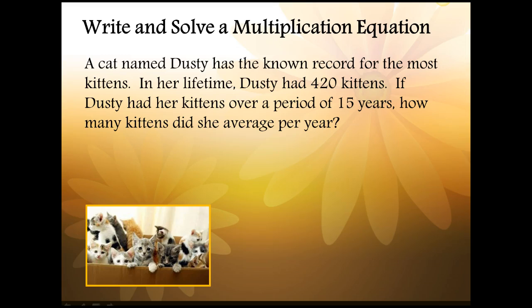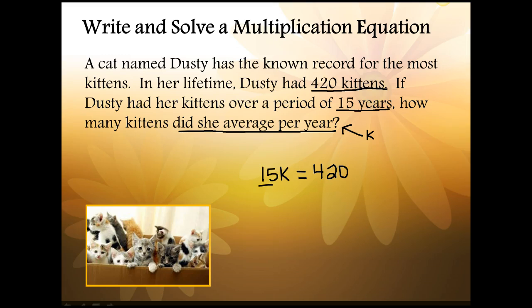In her lifetime, Dusty had 420 kittens. This is the total number of kittens, so that is going to be on one side of the equation. She had these kittens over a period of 15 years, and the unknown is the number of kittens she averaged per year. So 15 times that unknown value that I will use k to represent equals a total of 420 kittens.